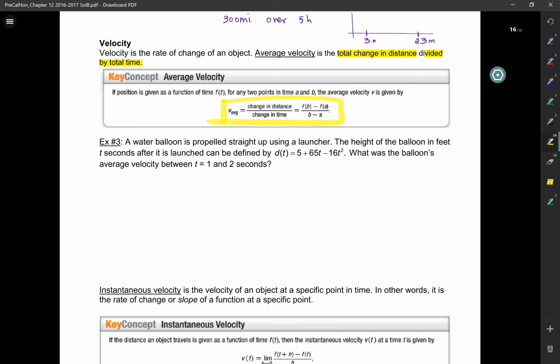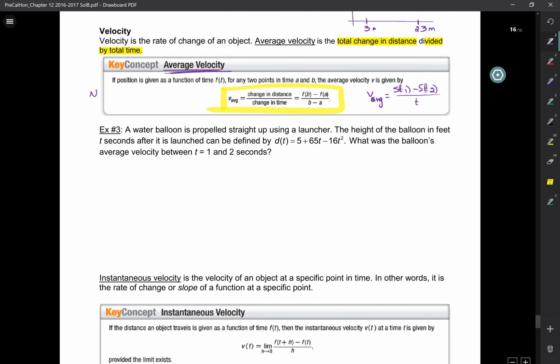Now, in math, we use f and a and x and y. You may also see average velocity as, distance might be given to you in terms of s. So it could be s of t1 minus s of t2 all over t. Okay? So different notations for the same thing. So basically what I need here is the final point, the initial point, and the difference in x's. Okay? So for average velocity, you need final point, initial point.